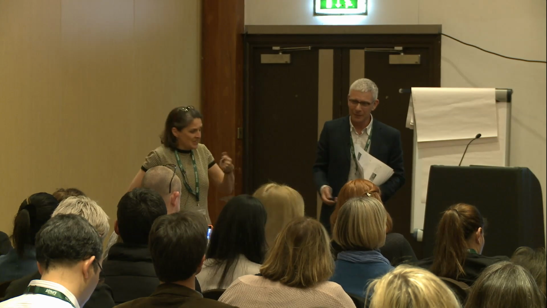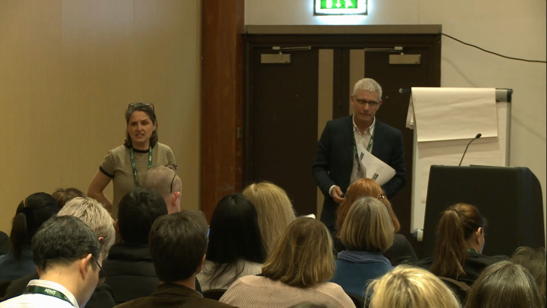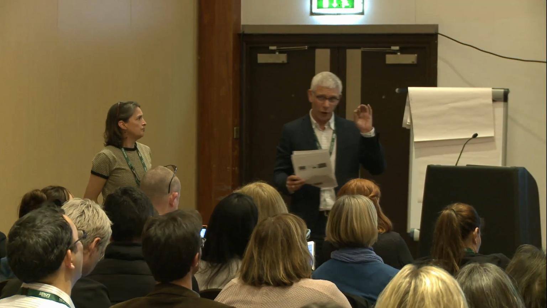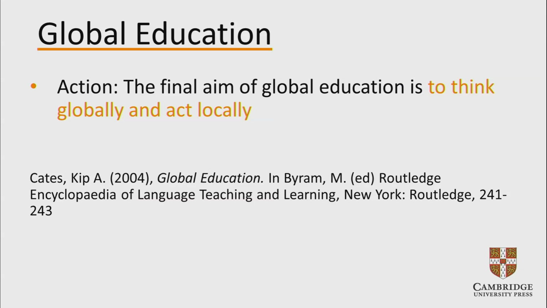Otherwise it's too easy. Teenagers slip through your fingers if a task is too simple, so you have to pin them down. And returning to Kip Cates, there's actually one quotation left from that seminal article. After outlining the skills, the knowledge, and the attitudes, he then says, the action is, the final aim of global education is to think globally and act locally.